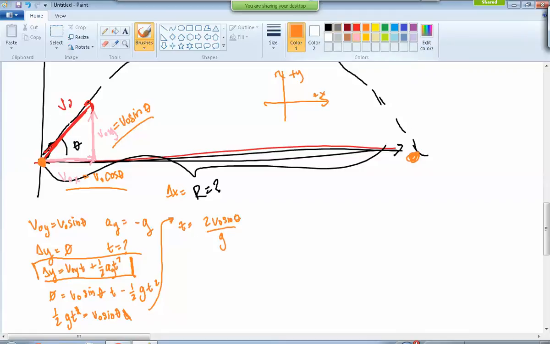Let me just double check to make sure the units work out on that. What's the units for 2? Nothing. What's the units for velocity? Meters per second. What's the units for sine of theta? You guys know? Sine of theta doesn't have units. It is also just a number. So, no units from there. What's the units for gravity? Meters per second squared. That's the same as meters per second times seconds squared over meters. Meters, seconds, seconds. I'm left with seconds. Is that a good thing?